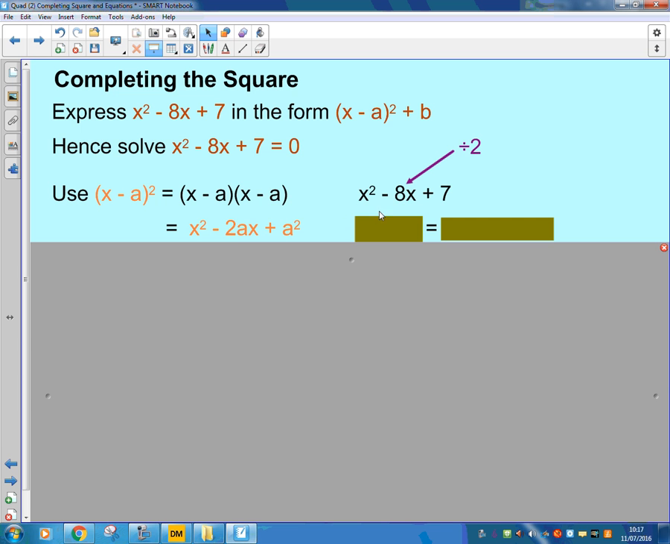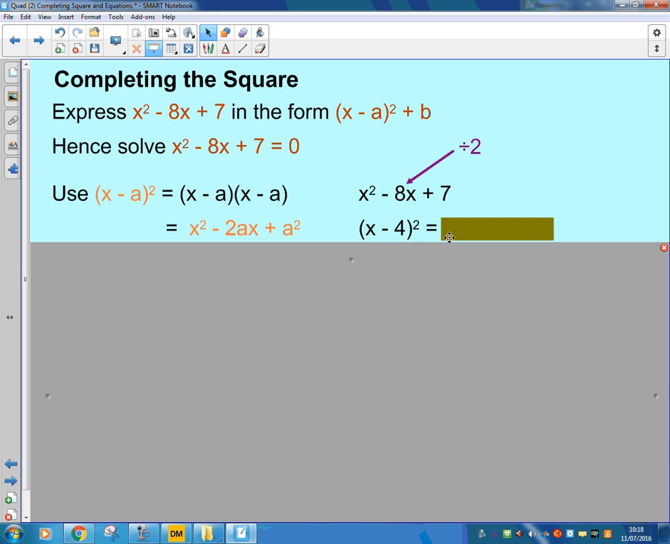Now if I compare that with this, x squared's there. Let's look at this bit here. I want minus 2a to be the same as minus 8. So I'll divide that minus 8 by 2 in order to find a, because minus 2a's got to be the same as minus 8. If I divide by 2, I get a as 4. So what I look at is x minus 4 all squared. I go to this expression here, divide that 8 by 2 and keep the sign the same. So I'm looking at using x minus 4 squared.